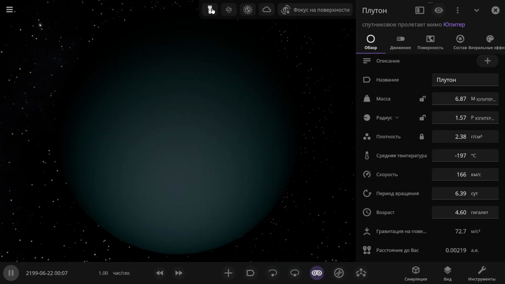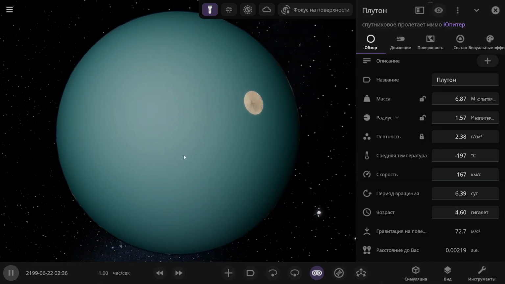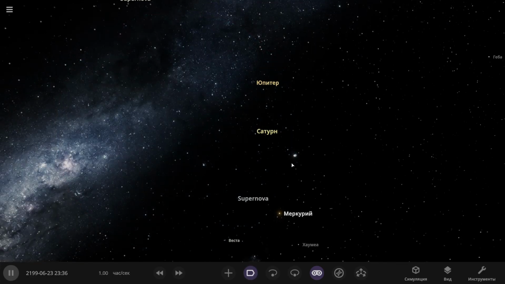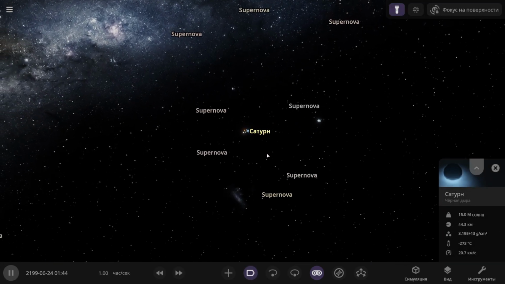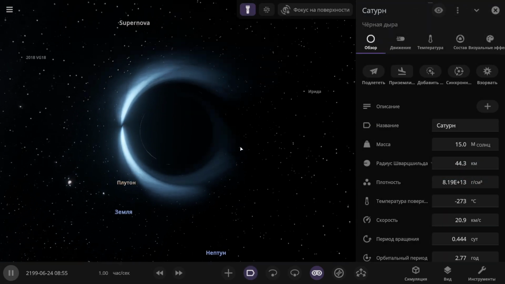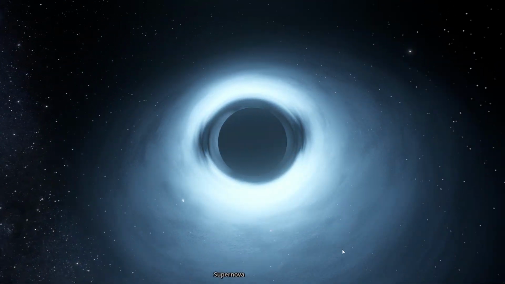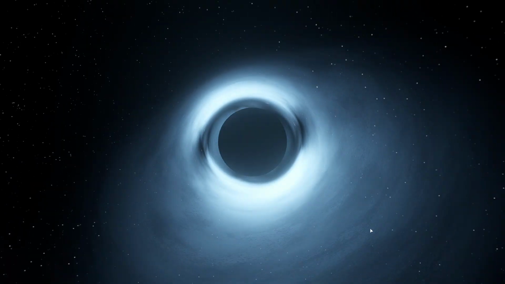Here's Pluto, I made it brighter. This is what it looks like. It's covered by an atmosphere, minus 197 degrees. And by the way, according to the simulator, there's some kind of Saturn. And this indeed is a truly black hole. Wow, quite. Here, the black hole turned out really well. Look, it's a pure black hole with an accretion disk.